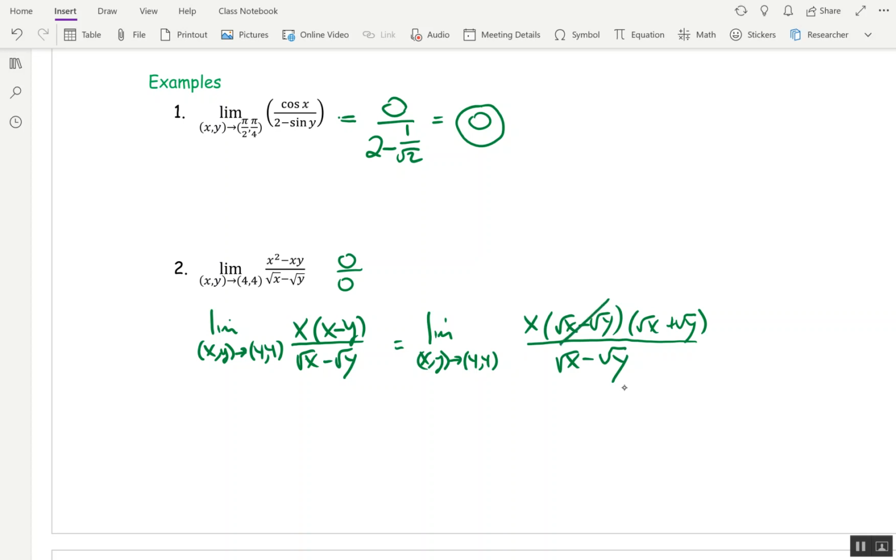All right, cancel. And this is the limit as x, y goes to 4, 4 of x times root x plus root y. And now we're ready to take the limit because nothing bad's going to happen. 4 times root 4 is 2, 2 plus 2. So 4 times 4 is 16.